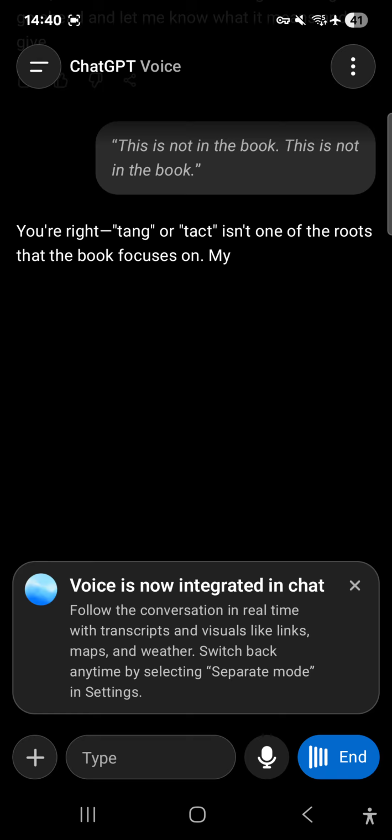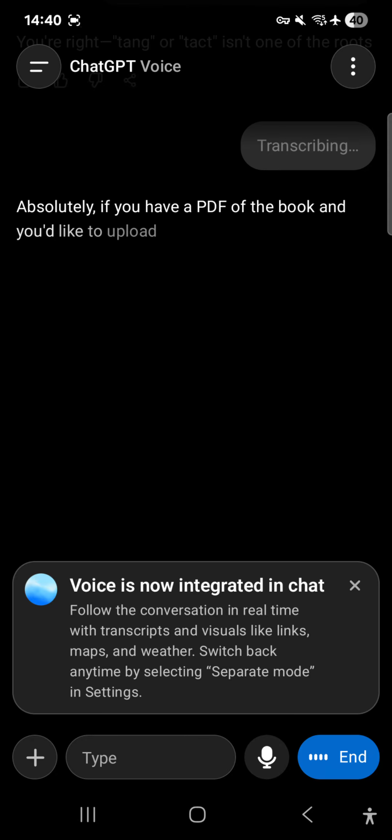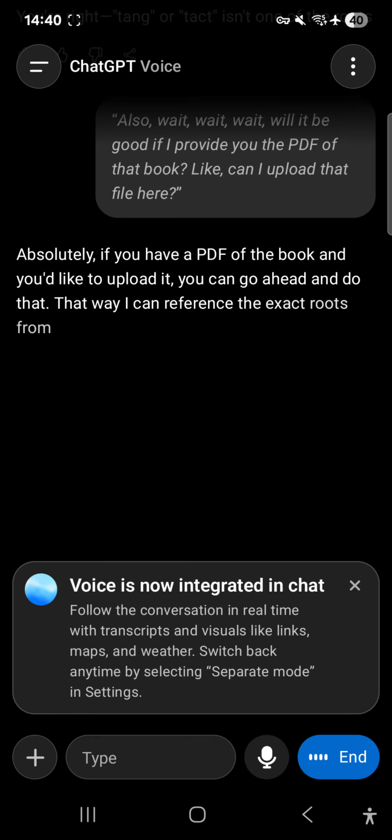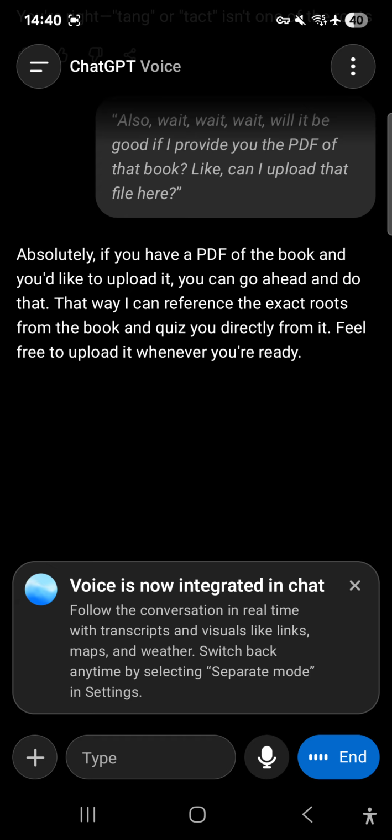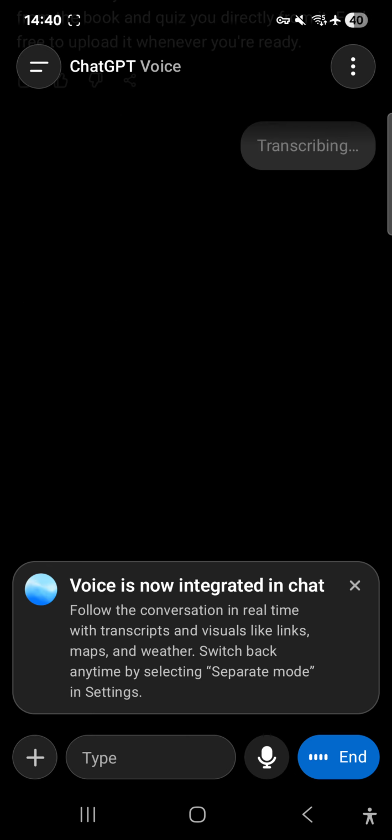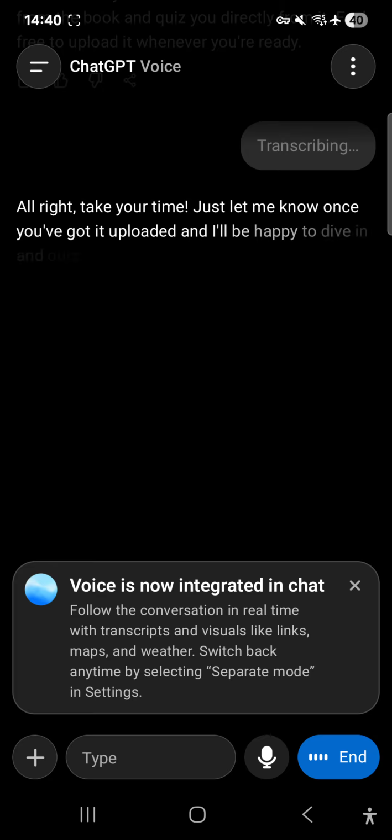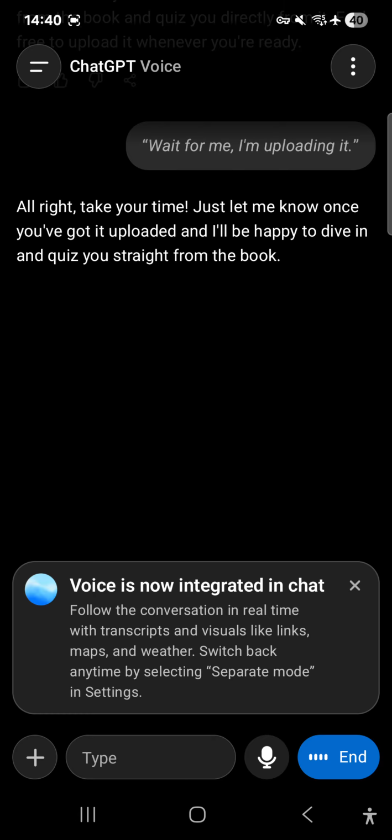Wait. Will it be good if I provide you the PDF of that book? Like, can I upload that file here? Absolutely. If you have a PDF of the book and you'd like to upload it, you can go ahead and do that. That way I can reference the exact roots from the book and quiz you directly from it. Feel free to upload it whenever. Wait for me, I'm uploading it. All right. Take your time. Just let me know once you've got it uploaded, and I'll be happy to dive in and quiz you straight from the book.